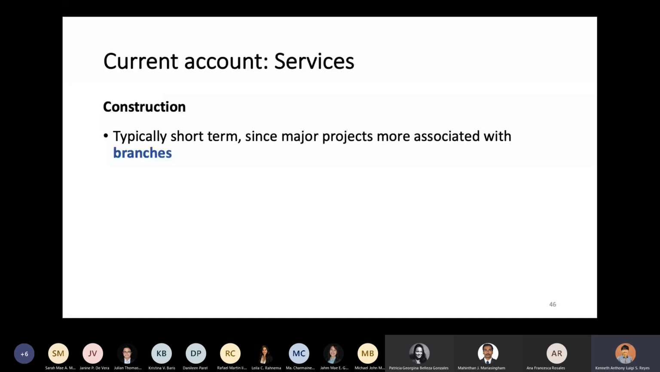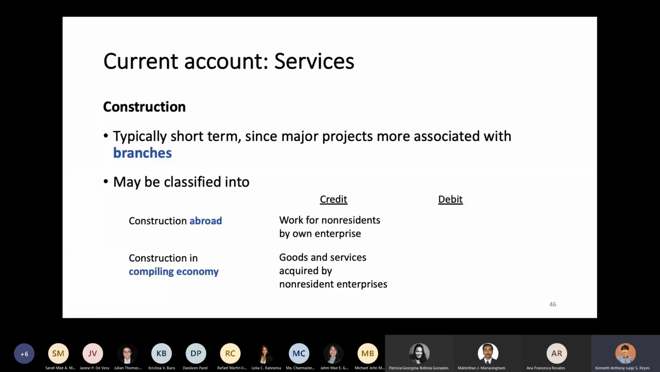We can classify construction into two categories. You have construction abroad and construction in the compiling economy. So if, for example, a Philippine firm is contracted to build something abroad, then it will fall under this category. Whereas if a non-resident firm builds something in the Philippines, it will count under construction in the compiling economy.